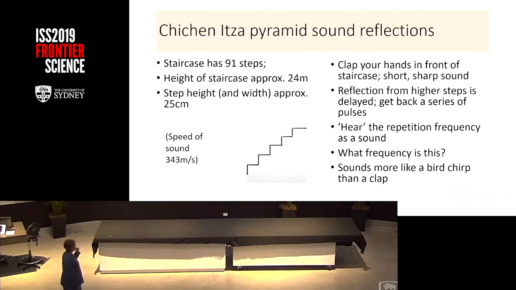So for this particular case, I'd like you to see if you can work out, with 25 centimeter wide steps, what's the gap between subsequent reflected pulses? And now could you turn that string of pulses into a frequency of the sound? Have you had long enough agony?